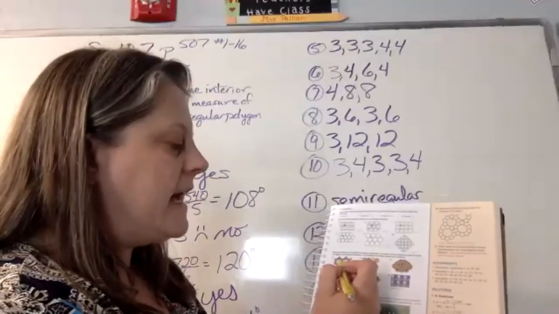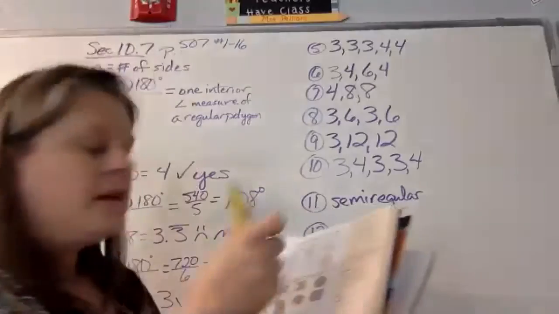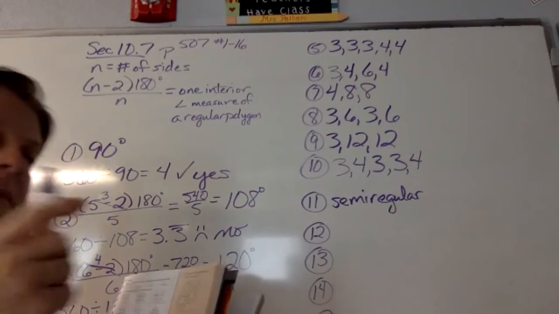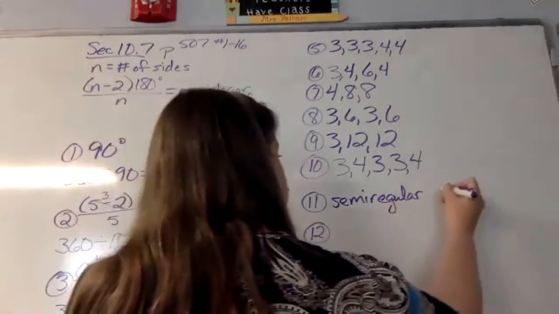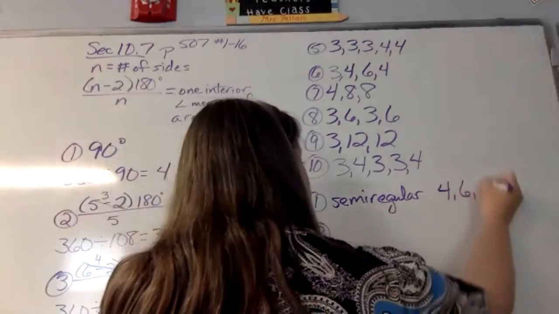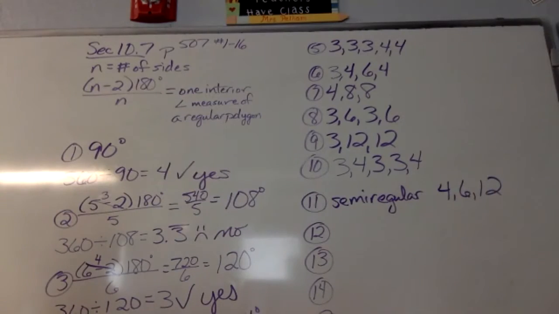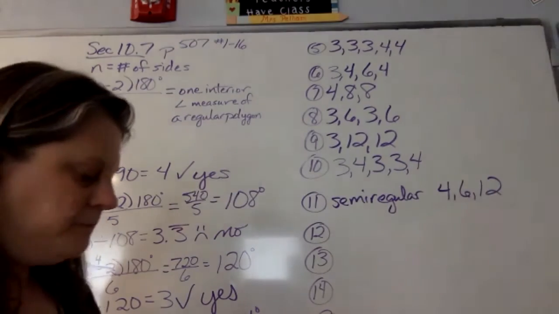Dodecagon, which is how many sides? 12. So I'm going to have 4, 6, 12 as my classification for the number system. So it's semi-regular because it has different shapes in it, but the classification is 4, 6, and 12.